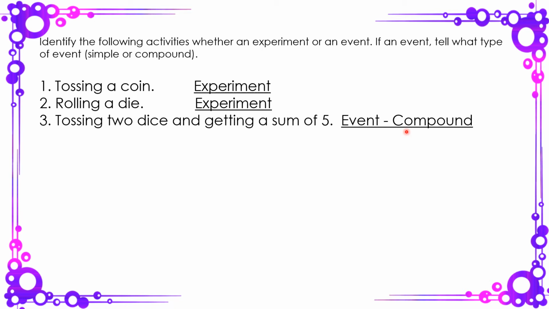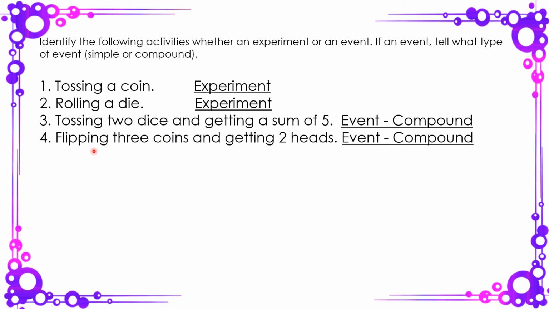So we can see here the simple events, or if we are going to list down all the possible outcomes, we have 1 and 4, 2 and 3. So we are having 2 or more possible outcomes. So this is a compound event.